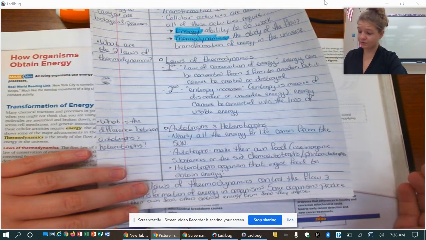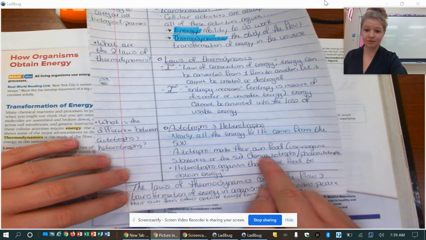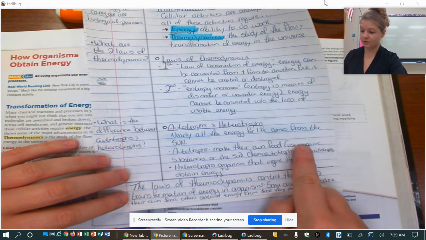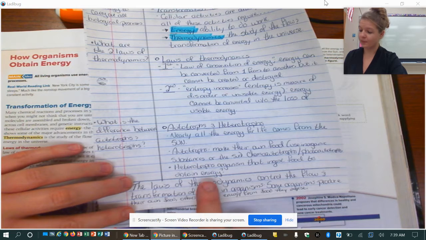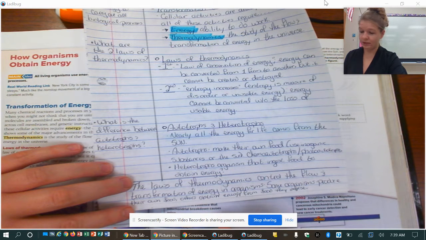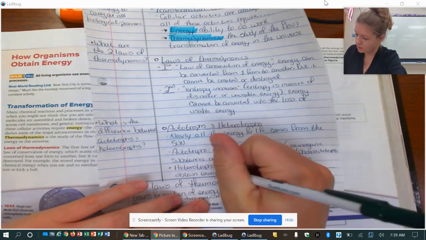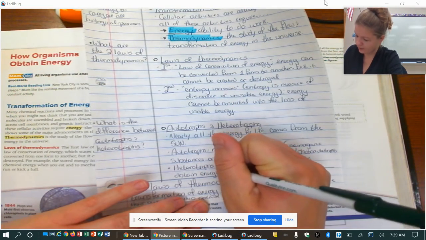Autotrophs make their own food using inorganic substances or the sun, and I said that is either chemoautotrophs or photoautotrophs, inorganic substances or the sun. Heterotrophs are organisms that ingest food to obtain energy. And that question mark, I don't know why that question mark's there, but that question mark shouldn't be there. So we're just going to get rid of that.